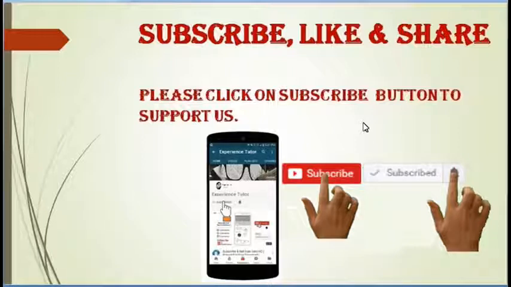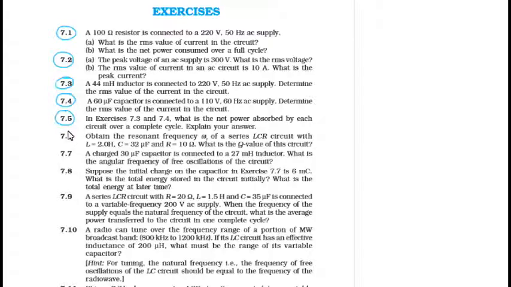Let us start today's class. In the last session we have done till question number 7.5. Today we'll start with question number 7.6.